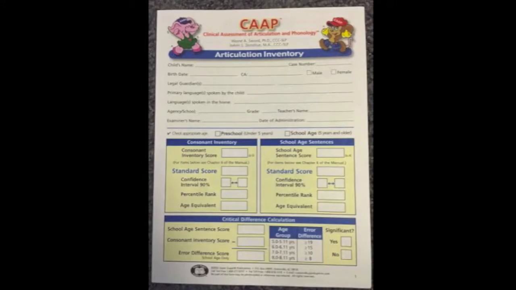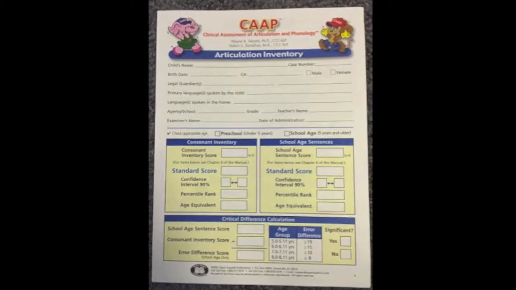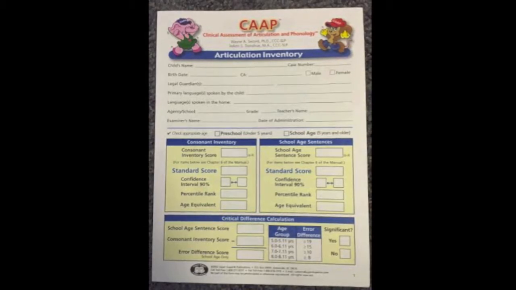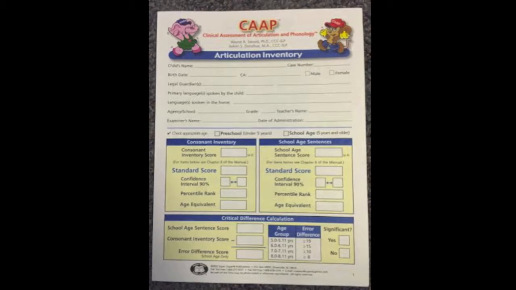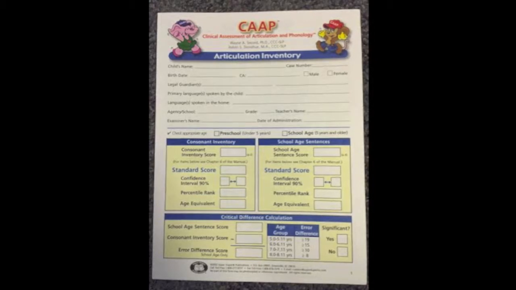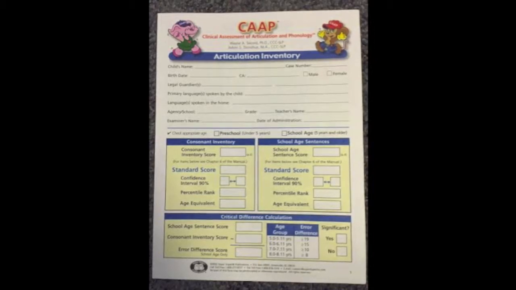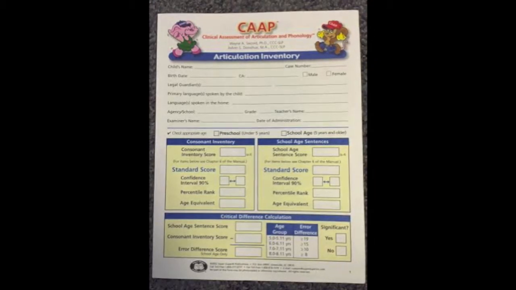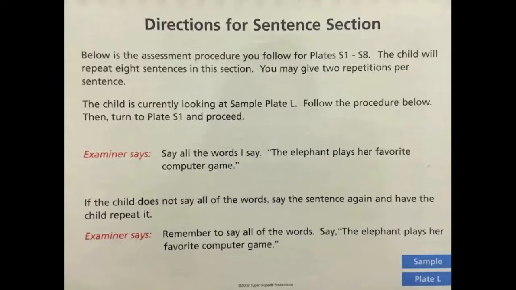After the scores have been totaled, transfer the consonant inventory to page 1. Determine the standard score, consonant intervals, percentile rank, and age equivalent by converting the consonant inventory score from the norms table located in Chapter 6 of the Examiner's Manual. The next tab is school age sentences. This section assesses word errors such as sound substitution and addition, phonetic distortion, and deletion of syllables or words.